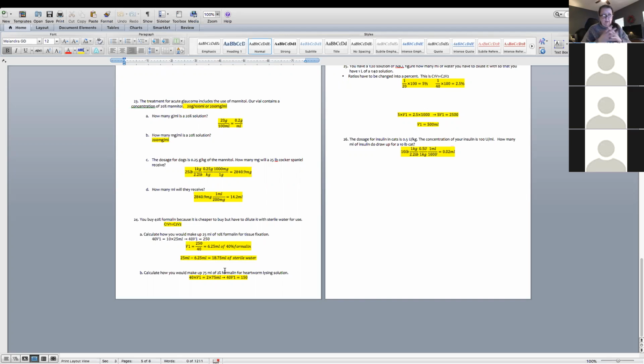6.25 mils of that is formalin, and that gives me a 10% solution of 25 mils volume.